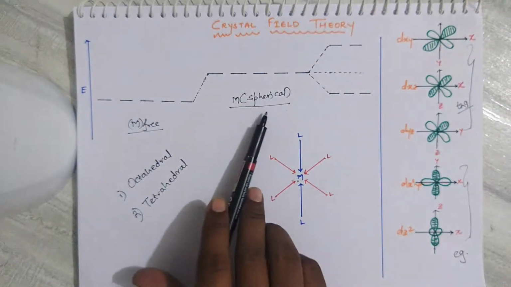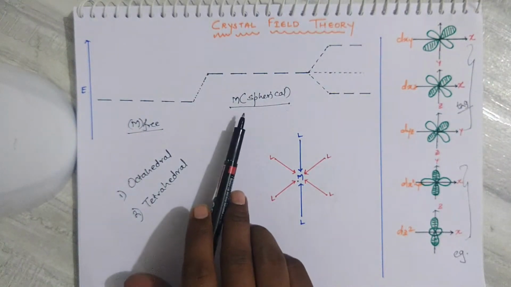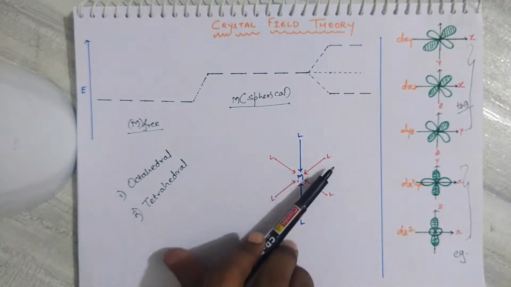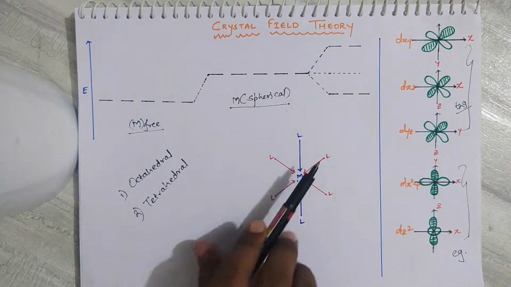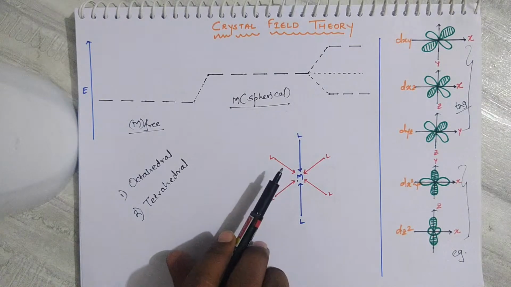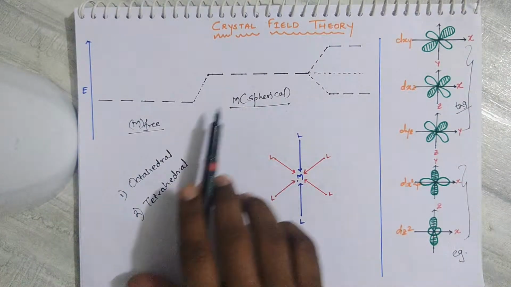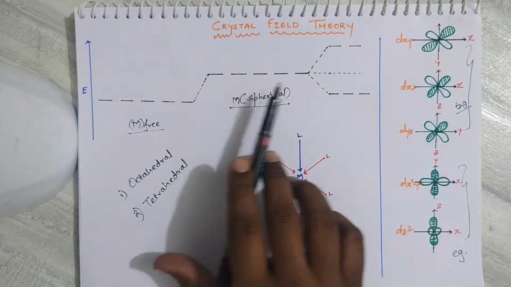Now why are they going higher in energy? Because of the repulsion that is happening. With the repulsion between the central metal atom and the ligand, the stability of the complex will decrease, and because of that the energy will go up. The energy level of the d orbitals will go up.